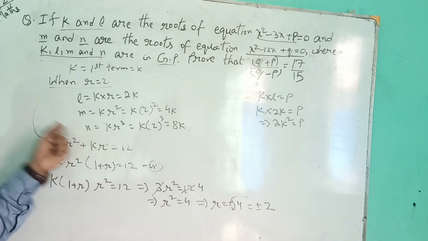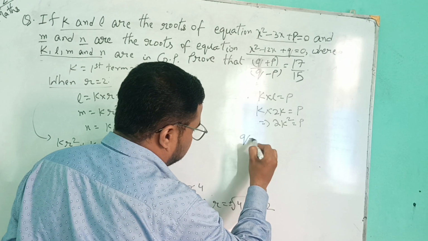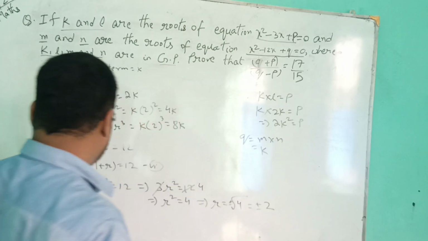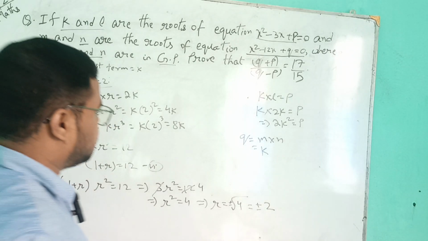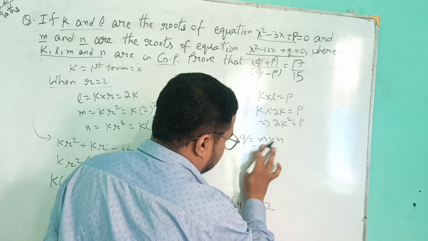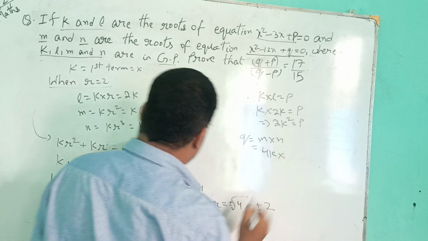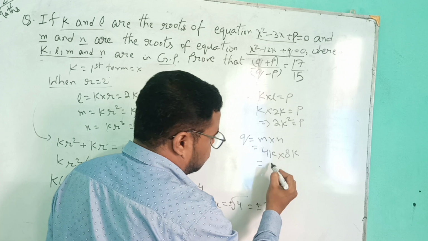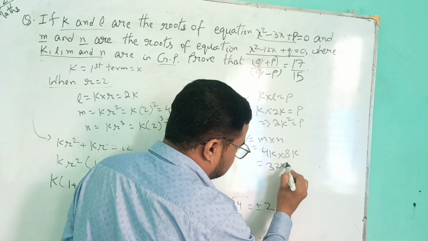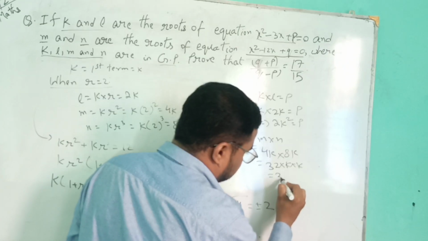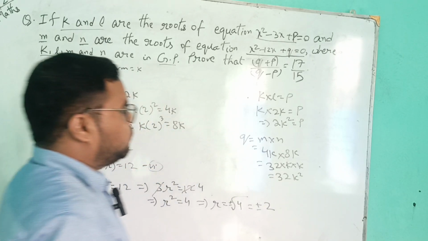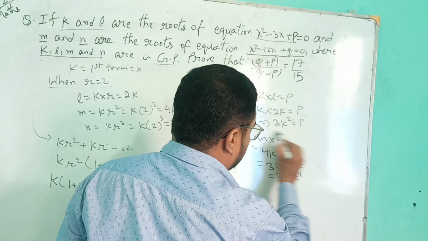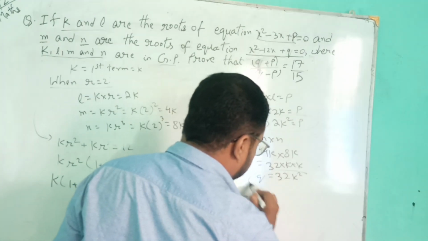q is what? m into n. m is k into r square, which is 4k, and n is equal to 8k. So q is equal to 4k into 8k, which is 32 into k into k, that means 32k square. Now we have to find the q plus p value. Here q is 32k square and p is 2k square.